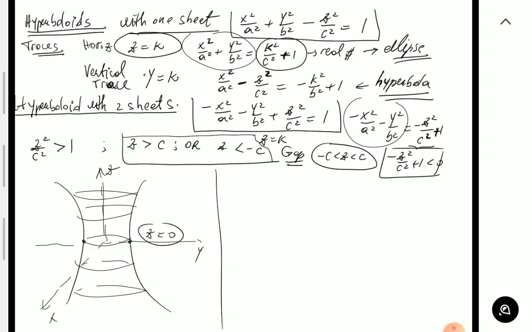I'm going to mention some interesting properties of hyperboloids. In practice, they can actually be generated by straight lines. We'll get to that in the last part of the class. So this is the one whose equation is this, right? The hyperboloid with one sheet.